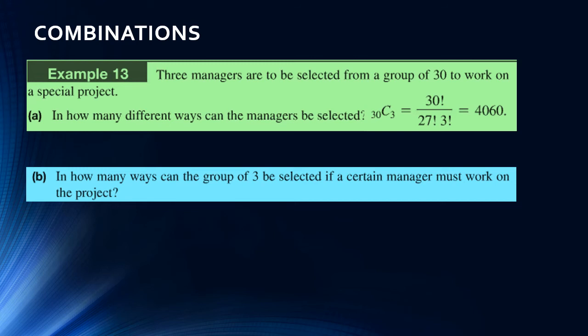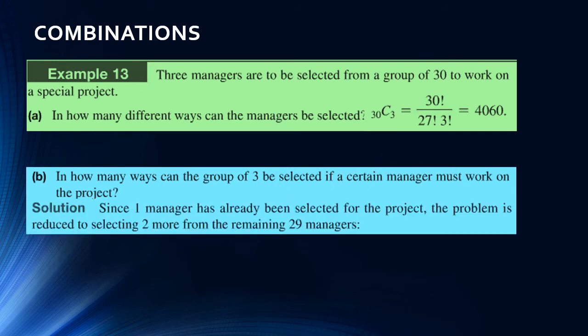In how many ways can the group of 3 be selected if a certain manager must work on the project? Well, notice if we picked a certain manager out of the 30, let's say Bob, that's a for-sure answer, and now we have 2 more slots. We have 2 more slots, but now we're only choosing out of 29 people because we've already selected Bob as the certain manager, okay? So we have 1 times the combination of 29 things taken 2 at a time, or 406 different possible committees.